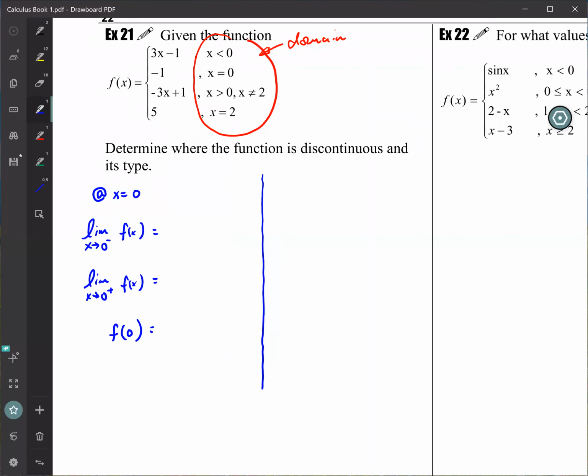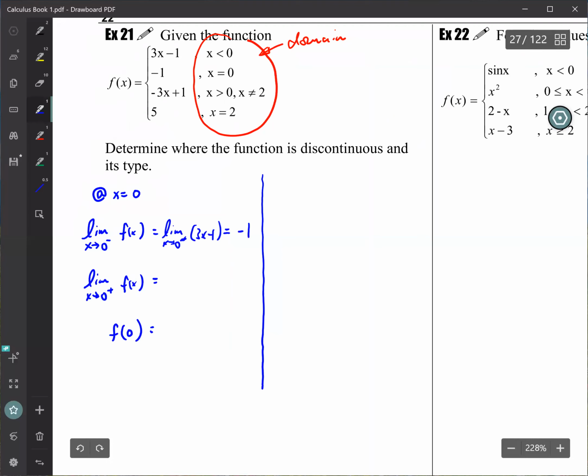Okay, let's start with Jesse. Coming from the left, which piece did you pick? I picked 3x minus 1 because it's x less than 0. Yep, okay, so 3x minus 1. So the answer is? I got -1.